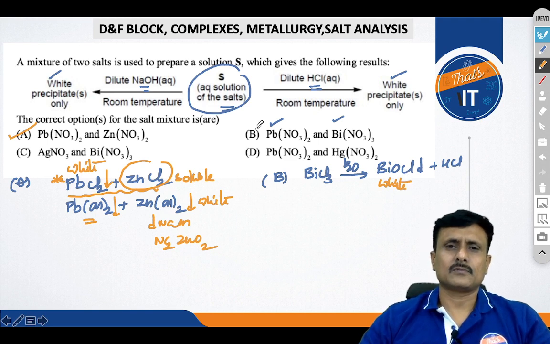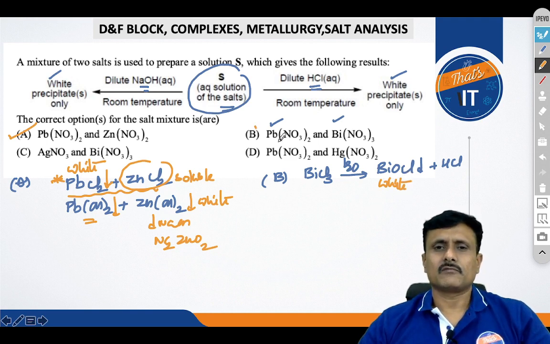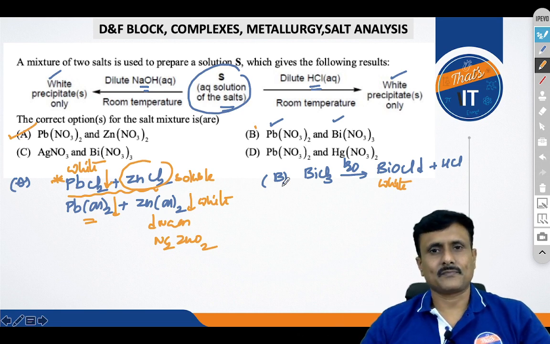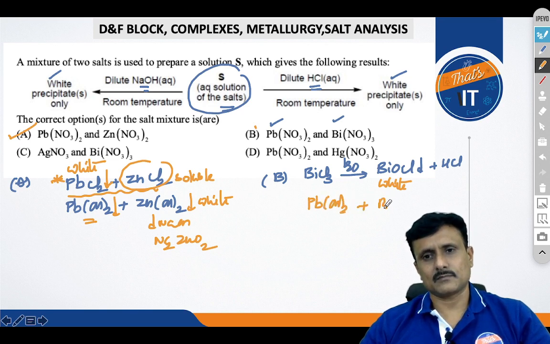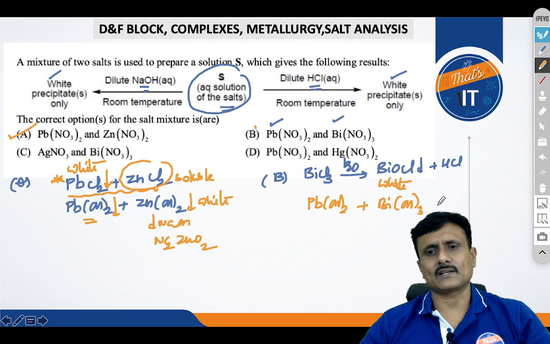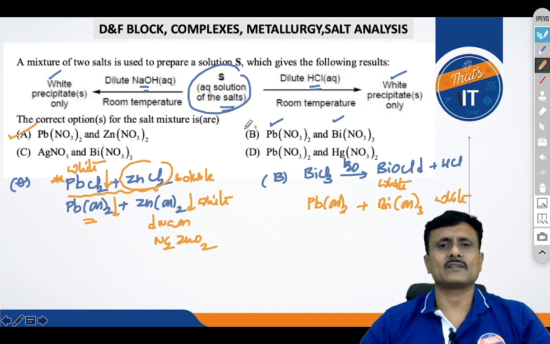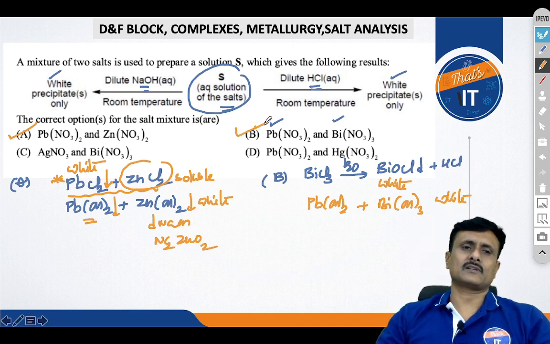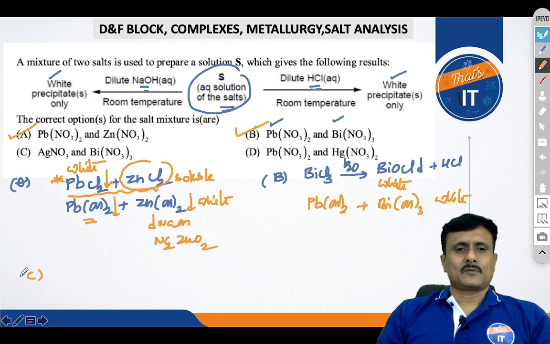Alright, so this with HCl is okay, but what about this with NaOH? NaOH is going to give you what? Pb(OH)2 plus bismuth hydroxide, both are white. So there is no point that you are getting any other color. Option B is also correct. Let's see option C.